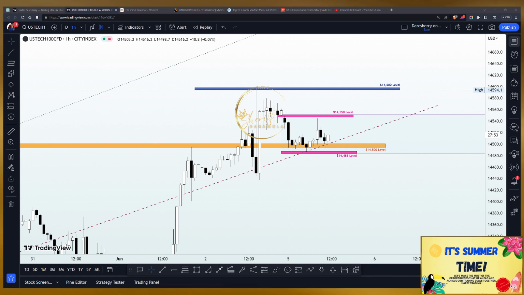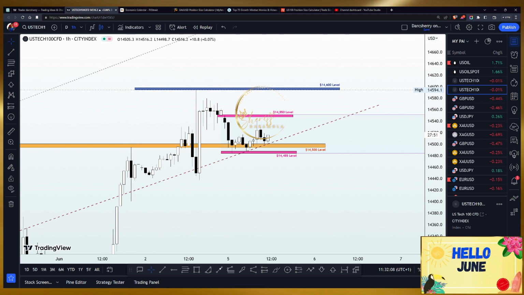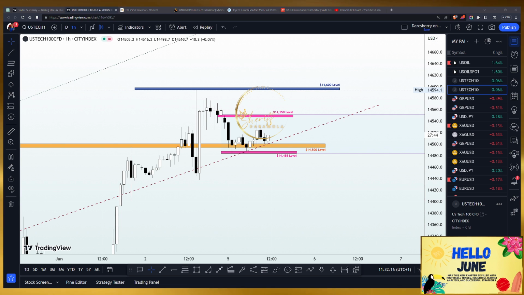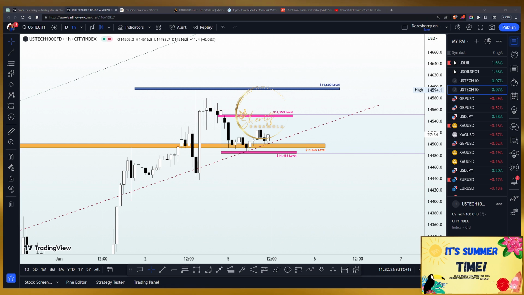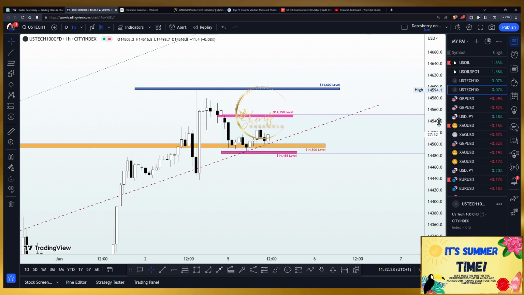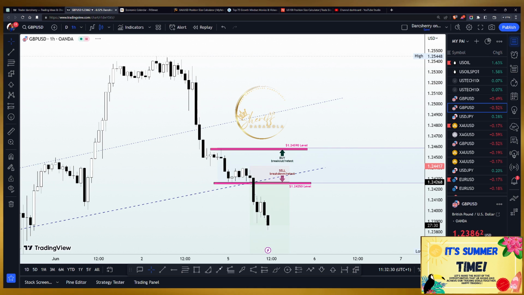All right, so let's move on to the next pair that we are going to be looking at for today. And what's the next pair I have on our watch list? Let me look at this closely. Okay, so I think the next pair we are going to be looking at is the GBPUSD.